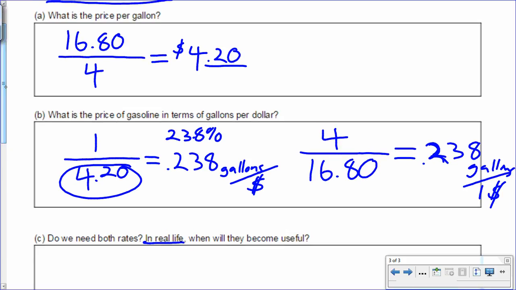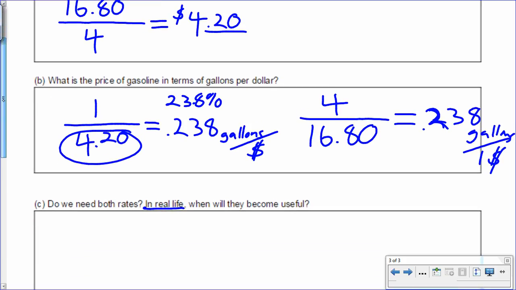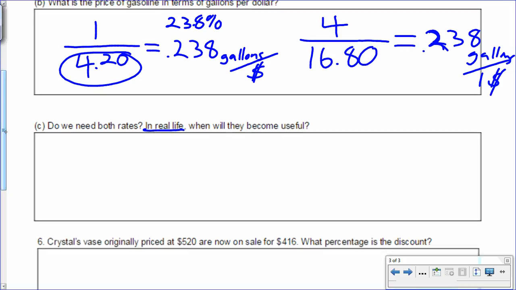But what about how many gallons you can get for $1, or how much gas you can get for $1? Well, we need to know that. Okay, so the answer is, do we need both rates? Yes.